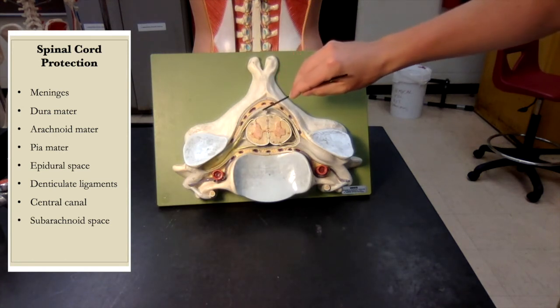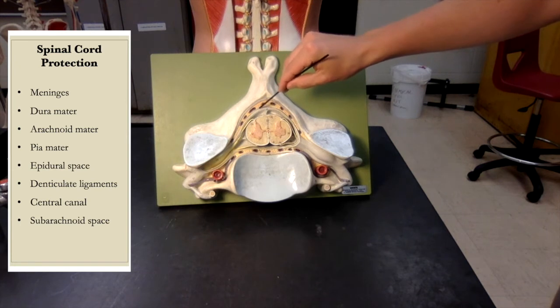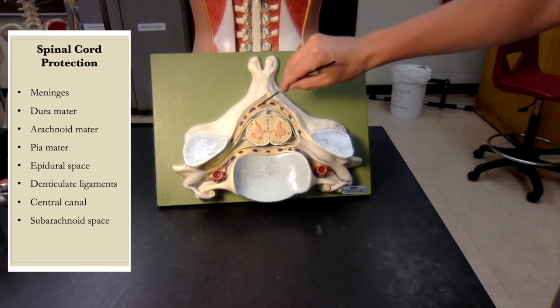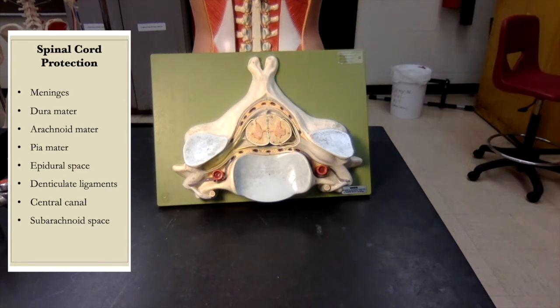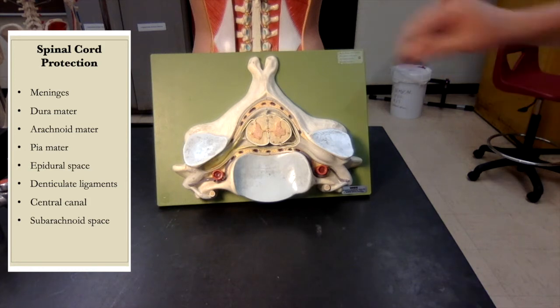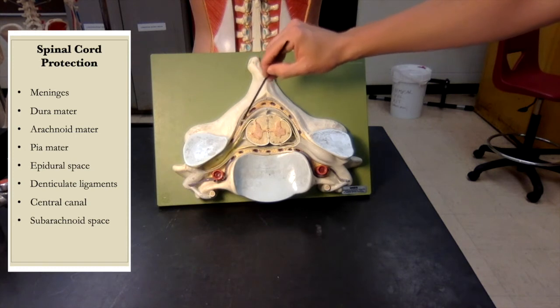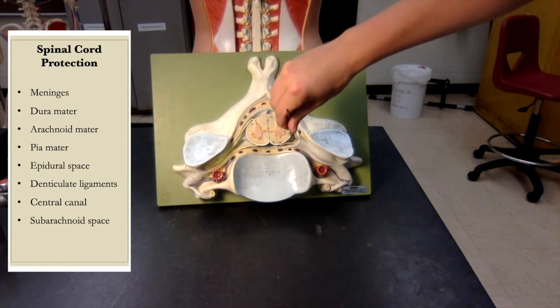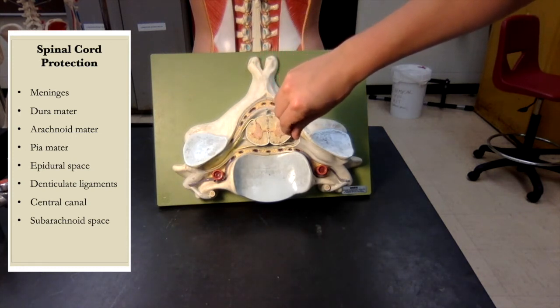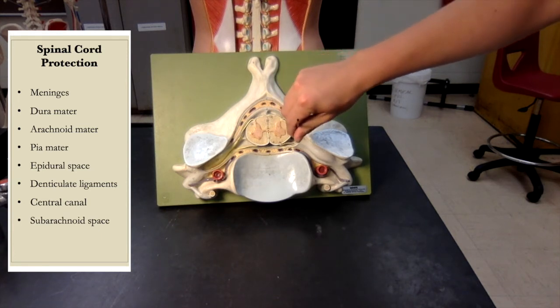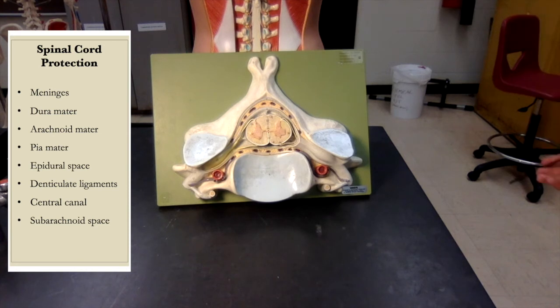Then we have a thin structure called the arachnoid mater, directly followed by the dura mater. In this model, it's difficult to tease apart the dura mater from the arachnoid mater. We also have the epidural space. This is full of adipose tissue. We have, or at least we would have, denticulate ligaments in this location. The denticulate ligaments are connecting the pia mater to the dura mater and stabilizing the spinal cord.